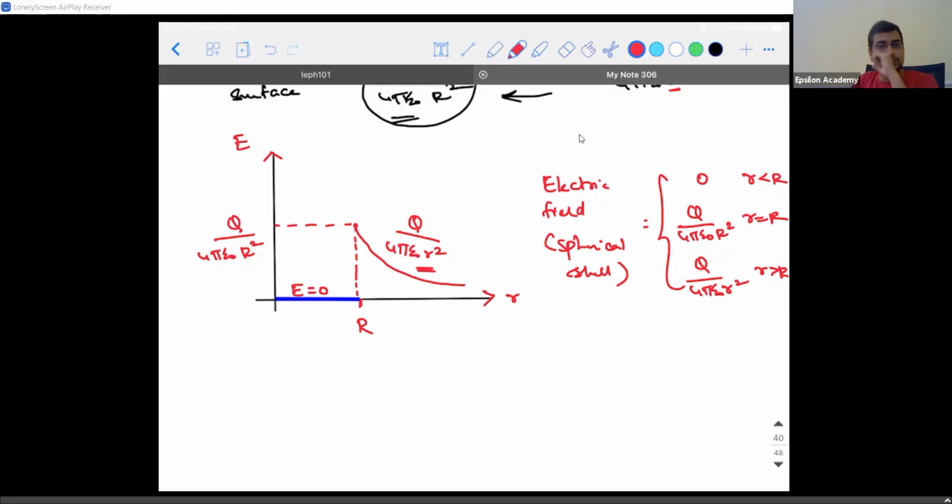Yes, sir. So this is all about the electric field due to a spherical shell. That's it. Okay, so make a note of this point.